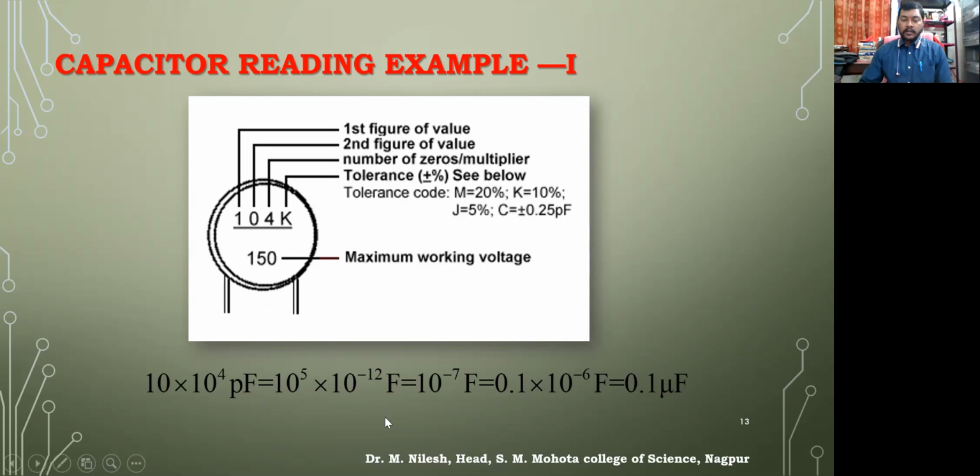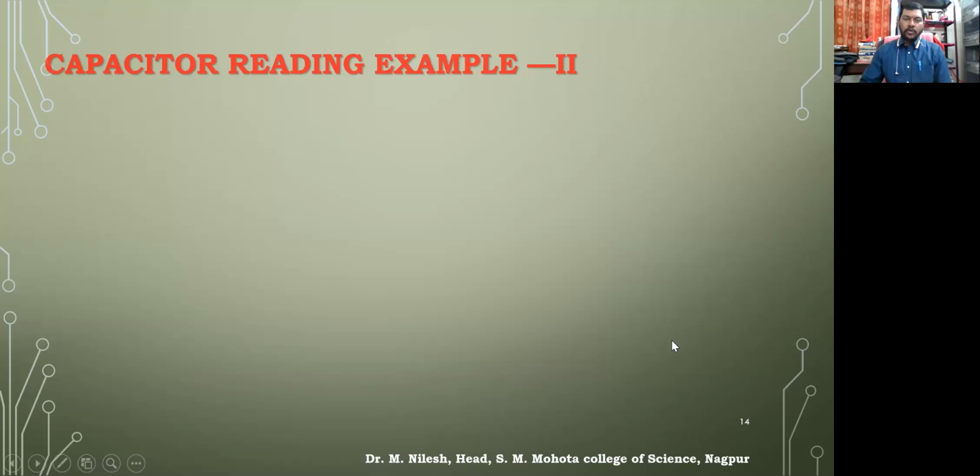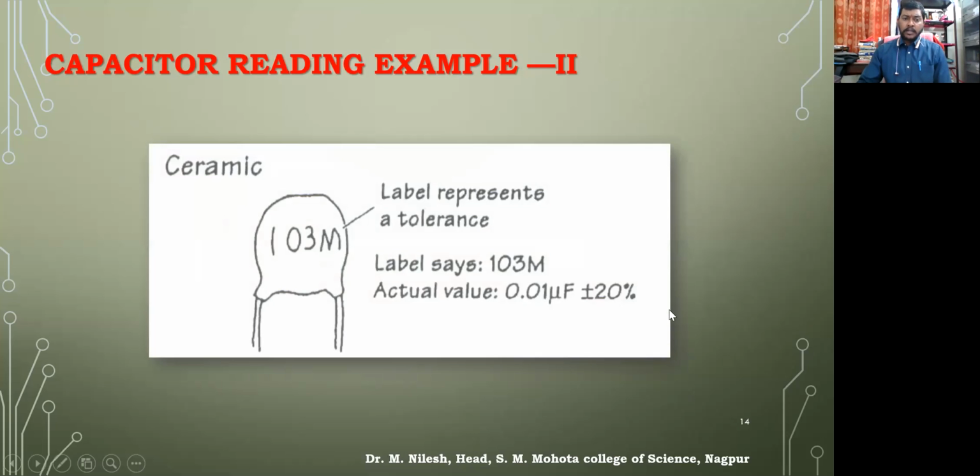And yeah, so we have solved this, and then we have 10 raised to power minus 7 farad. We have shifted one decimal point, so we have 0.1 into 10 raised to power minus 6 farad, and 10 raised to power minus 6 can be written as microfarad. So 0.1 microfarad. So this is the value of that capacitor. Similarly, if you have a capacitor where it is written 103 M, so M stands for a plus minus 20% tolerance.